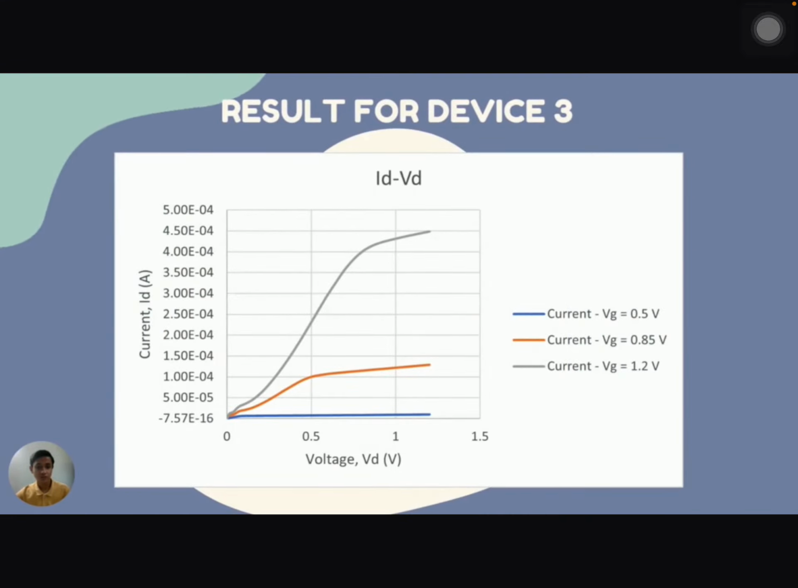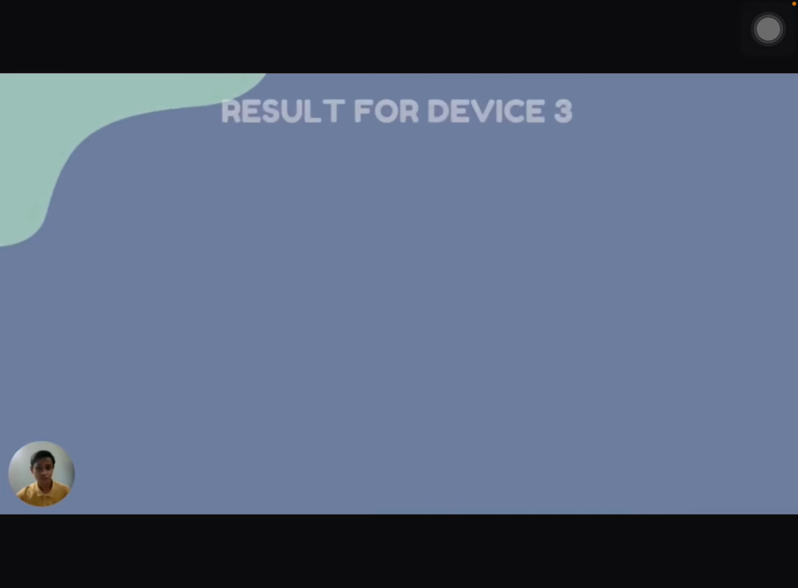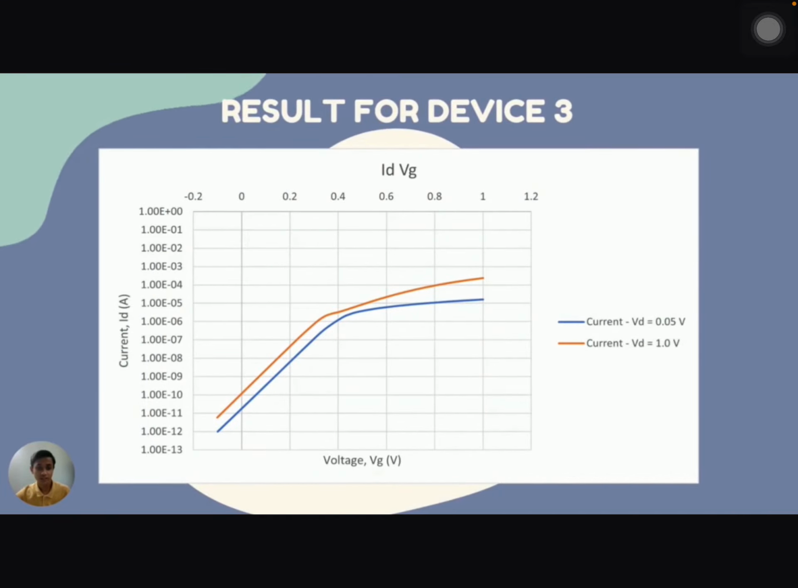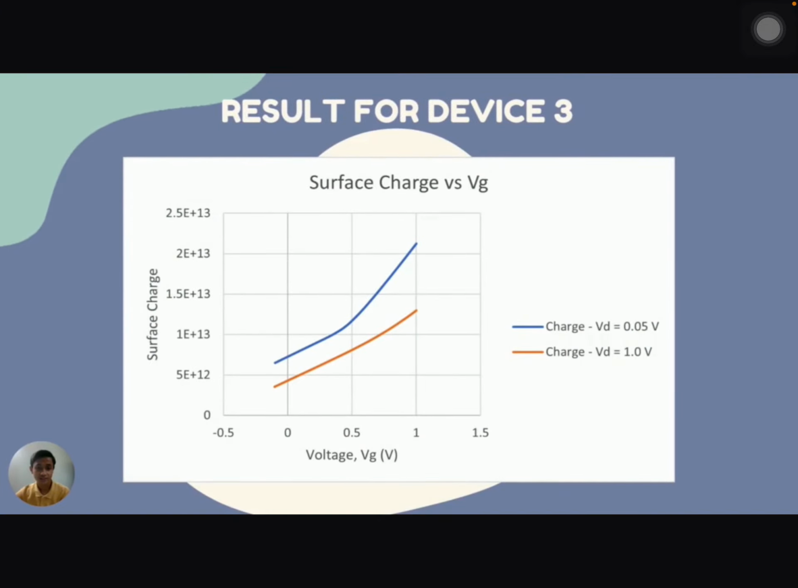Next, let's continue with the result for device 3. So this is the ID versus VD graph. From here, we can see that the higher VG value will produce the higher current. Next, this is the ID versus VG graph. The higher VD value will produce the higher current. Next, this is surface charge versus VG. So from here, we can see that the higher VD value will produce the higher surface charge.